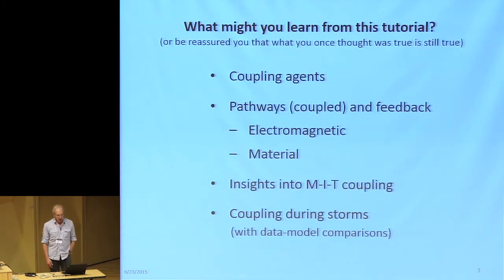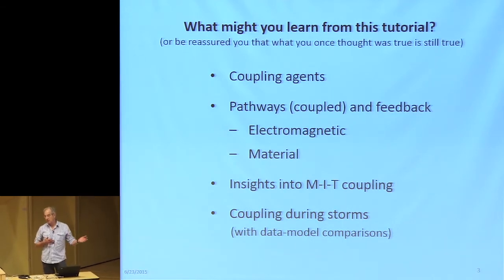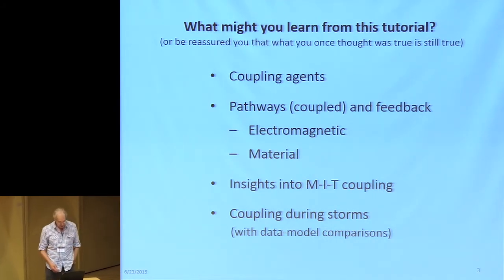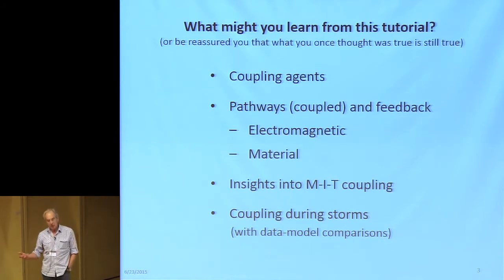So what might you learn from this tutorial, speaking especially to the students, and I realize there are people here who are going to already know some of this stuff. I've always felt that in any kind of talk, if you hear things that you thought were once true and they're still true, somehow that's reassuring. So in terms of coupling agents, when we talk about coupling between various elements of the system, what's doing the coupling? There has to be something doing that, and those are the agents. Agents follow pathways, and they're coupled. It's hard to differentiate them. They exhibit feedback. The two principal modes are electromagnetic and material, but those are coupled because these agents can go from being electromagnetic to material along the pathway of the coupling.